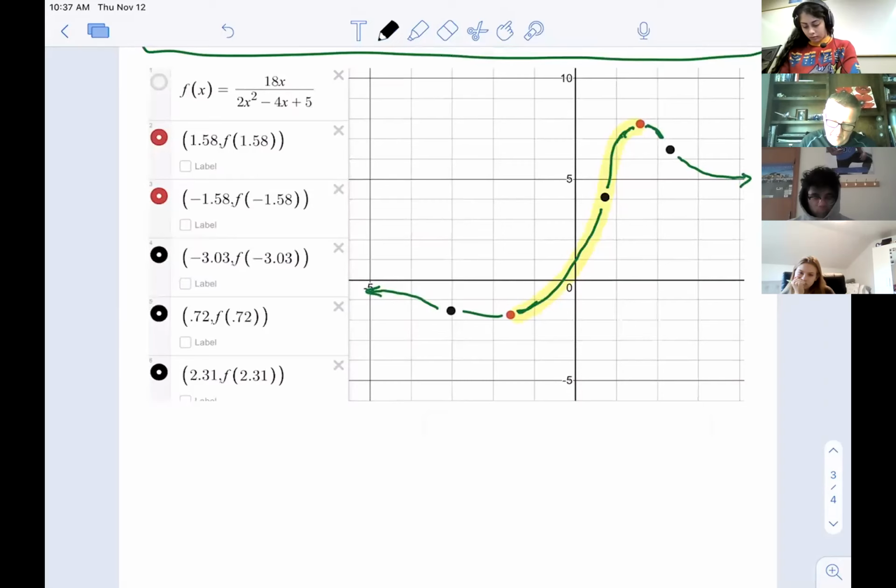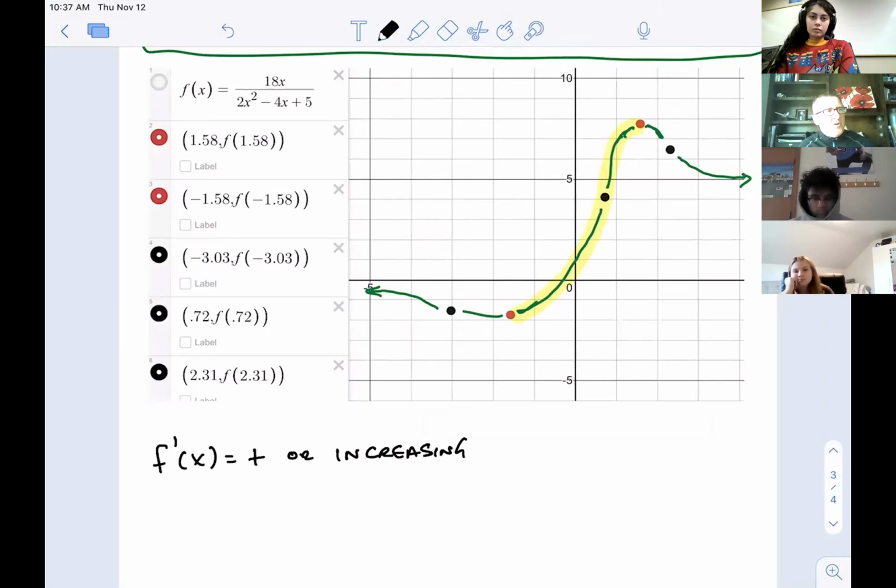F prime is positive? The slope is positive everywhere in that yellow area. And we say that is kind of code for the word increasing. So your profits or whatever are increasing all through that area right there. That's all increasing.